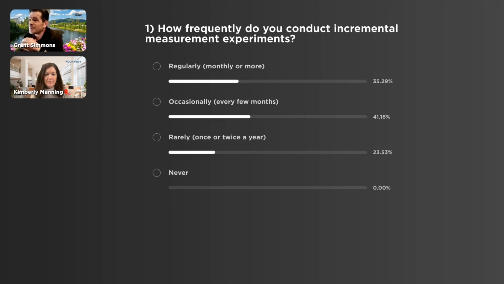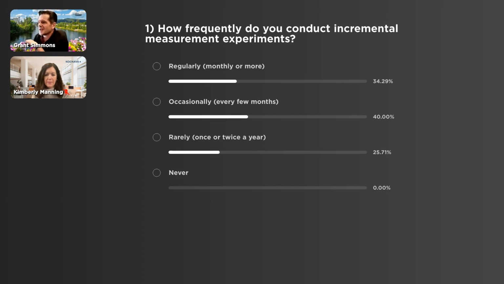So it looks like we got a pretty even split here. Not statistically significant, you know. Is this in the ballpark? Probably, in terms of the folks that are at an incremental lift webinar, you're probably doing some sort of incremental lift testing. So this is pretty reasonable.